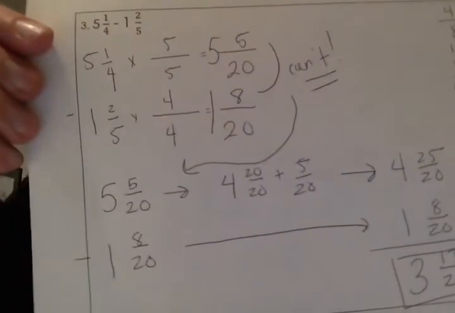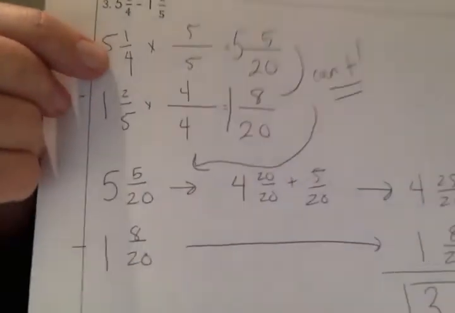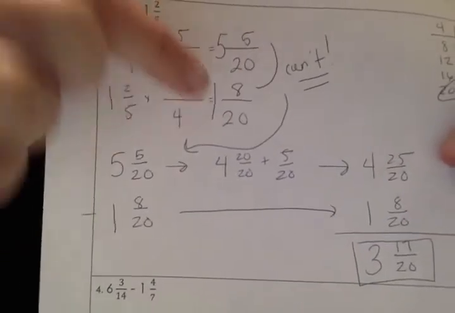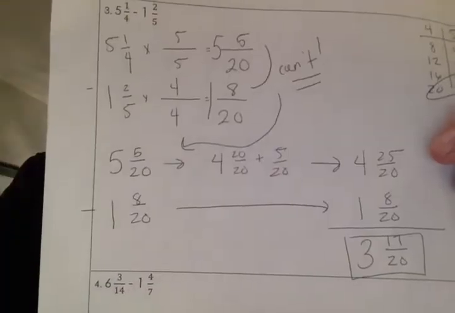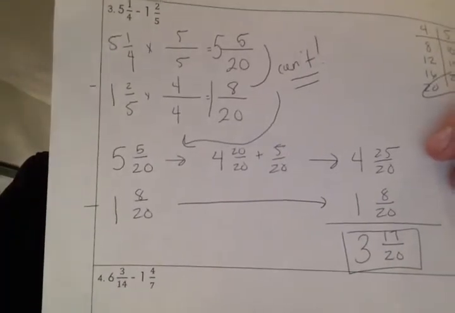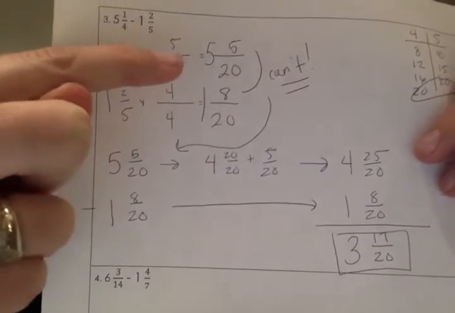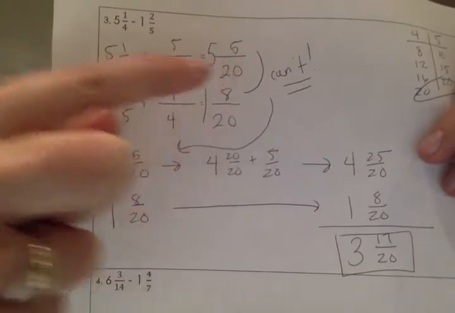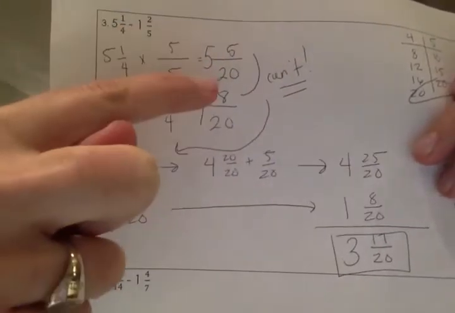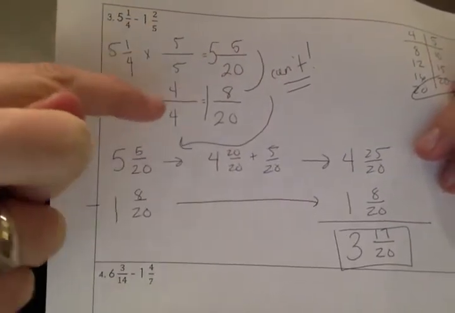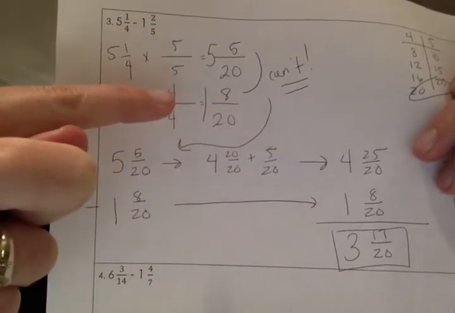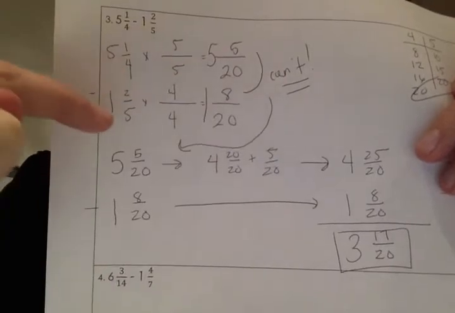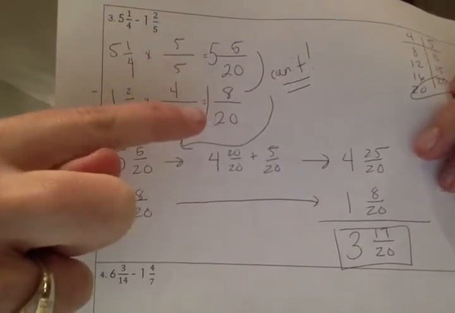So now I can set up my problem. 5 1/4 minus 1 2/5. I need to multiply by something to get a fraction with a denominator of 20. So I know that 4 times 5 will give me 20. I have to do the same on top. 1 times 5 gives me 5. My whole number 5 just jumps right over. 5 times 4 gives me 20. I do the same thing on top. 2 times 4 gives me 8. And my whole number 1 just jumps over.